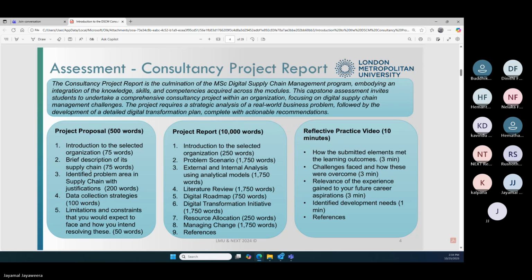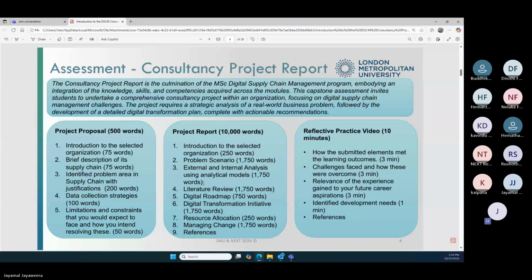Right? Any questions on that until that point? Project report, 10,000 words. Anything that you need clarified? Anything that is not clear? Okay, so project report is that.